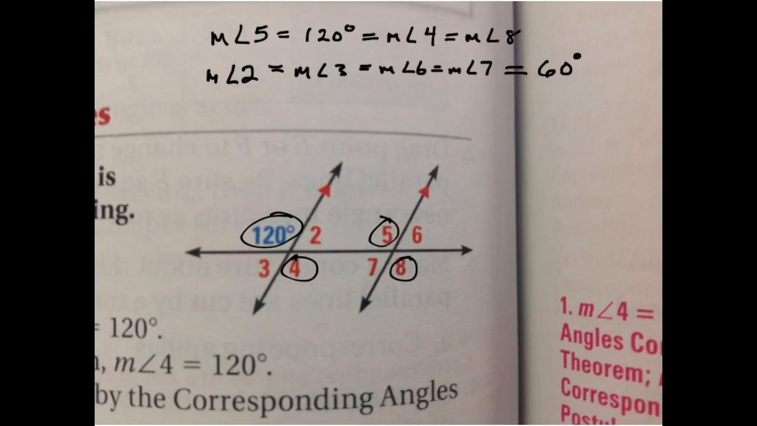Make sense? So that only works if the two lines are parallel. If they're not parallel, then we can't connect all those angle pair relationships. We can still use the linear pair, we can still use the vertical angles, but we can't use corresponding angles. Now, once we have the corresponding angles postulate, we can use that to prove three other angle pair relationships.